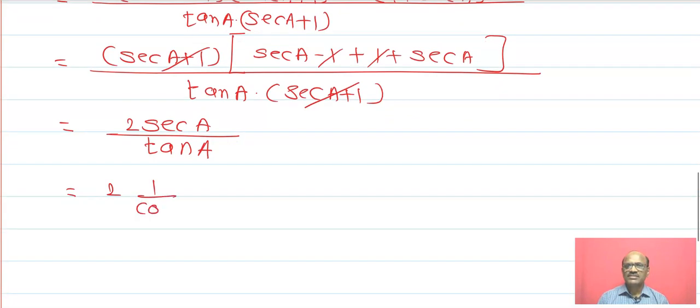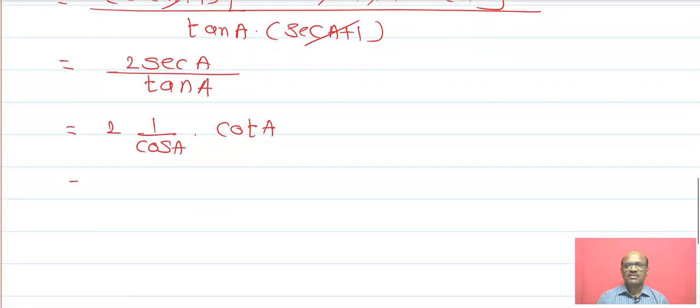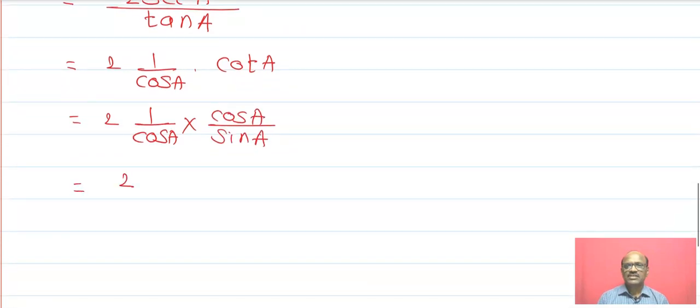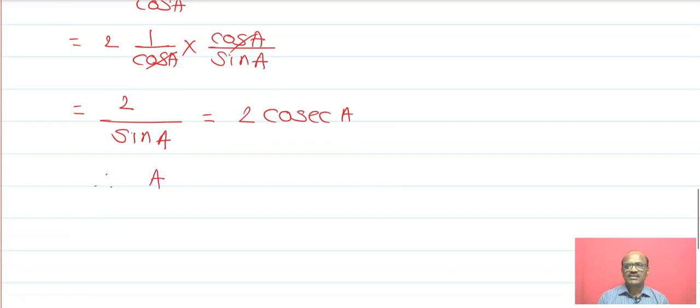Now evaluate this. Sec means 1 upon cos, and tan is sin upon cos, that is, 1 upon cot. Cot means cos A upon sin A. Therefore cos gets cancelled and you will get 2 upon sin A, therefore it is 2 cosec A. The option A is the correct one, that is 2 cosec A.